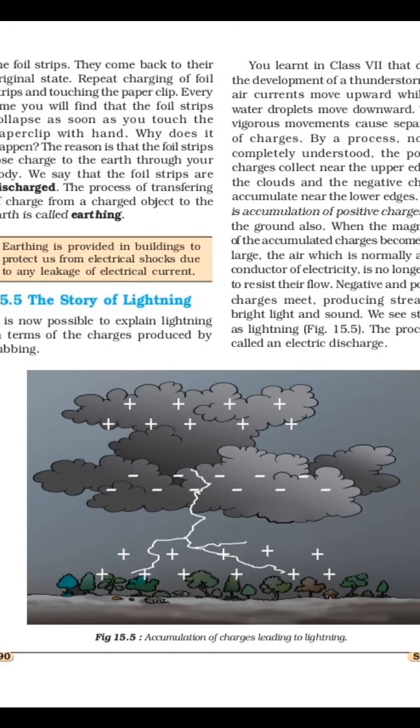How will it happen? Because the upper layer of the cloud contains a positive charge, and the middle layer, downside, contains a negative charge. When positive and negative charge meet, that time the electric discharge process will happen. In the same way, when the negative charge cloud and the positive charges on the uppermost layer of the earth interact between the clouds and earth, when the negative charge and positive charge meet, that time also the electric discharge process will happen.